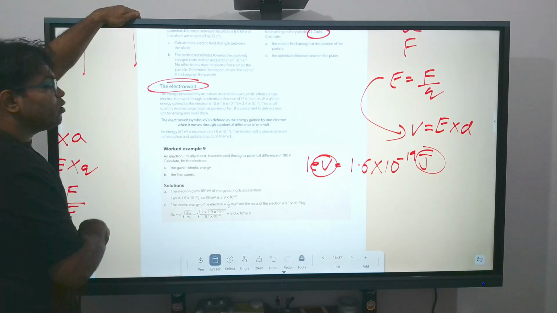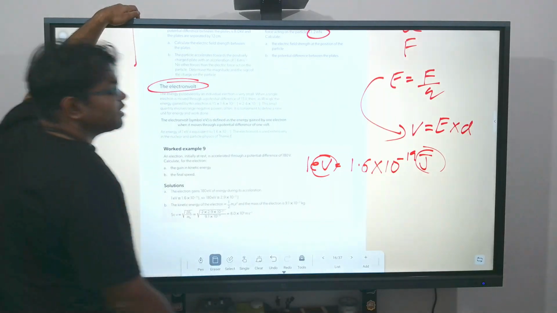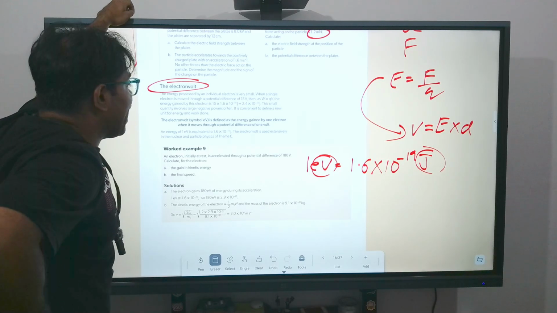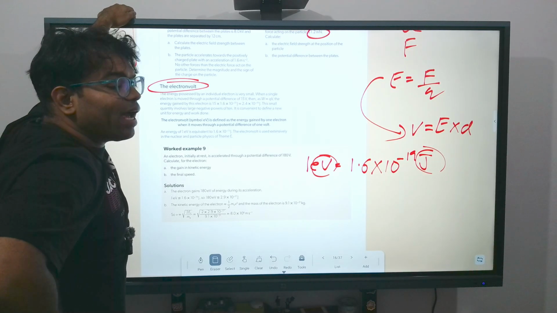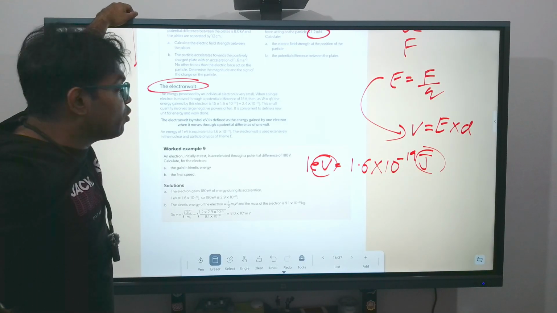So what is 1 electron volt? 1 electron volt is equivalent to 1.6 × 10^-19 joules. The electron volt is used extensively in nuclear and particle physics. Understood? Theme E, which is going to be the last theme of the book.